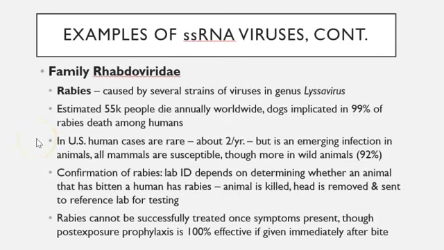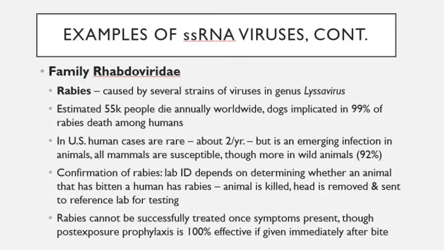Rabies is also a single-stranded RNA virus. Rabies is caused by several strains of virus in the genus Lyssavirus. It's estimated about 55,000 people die annually worldwide. Dogs or dog bites are implicated in about 99% of rabies deaths among humans. In the U.S., human cases are rare, about 2 cases per year, but it is an emergent infection in animals.